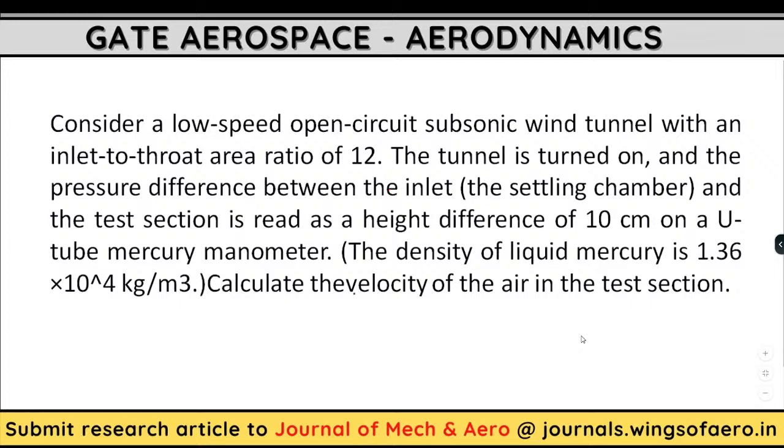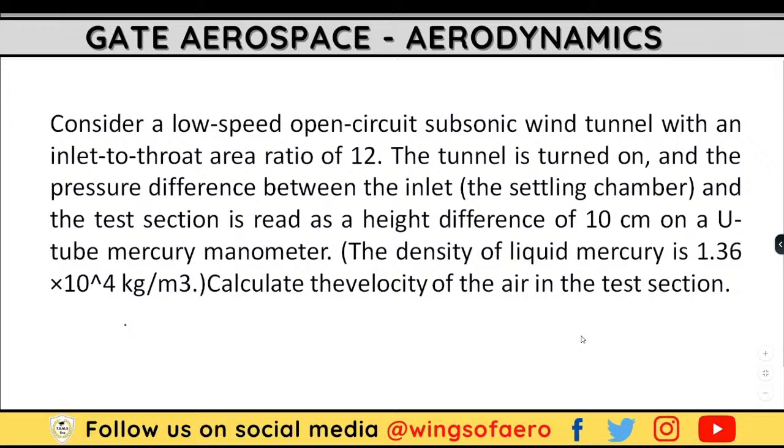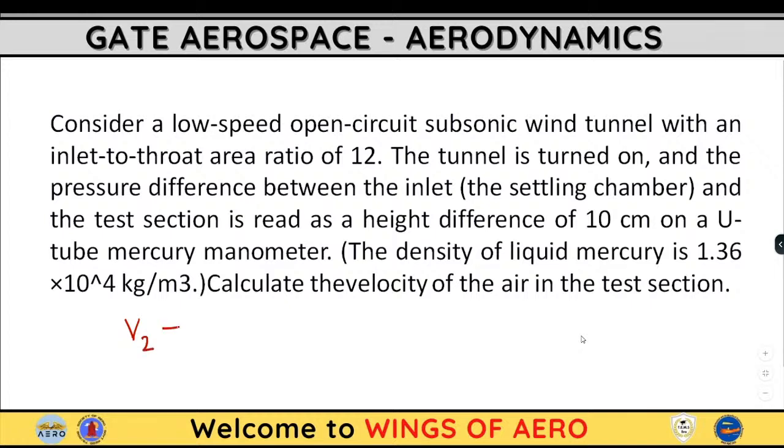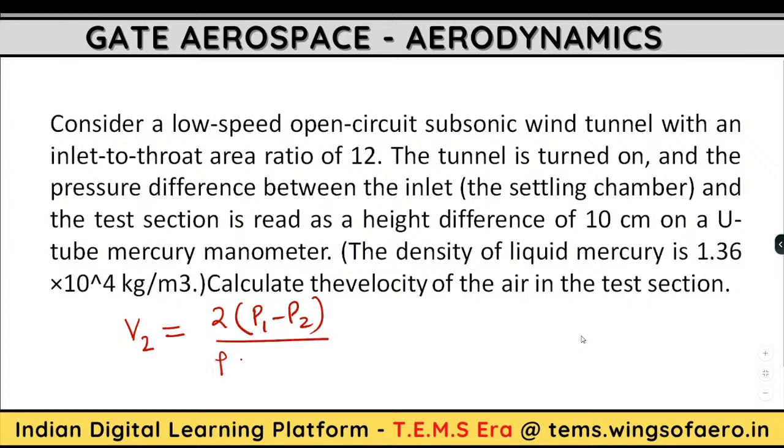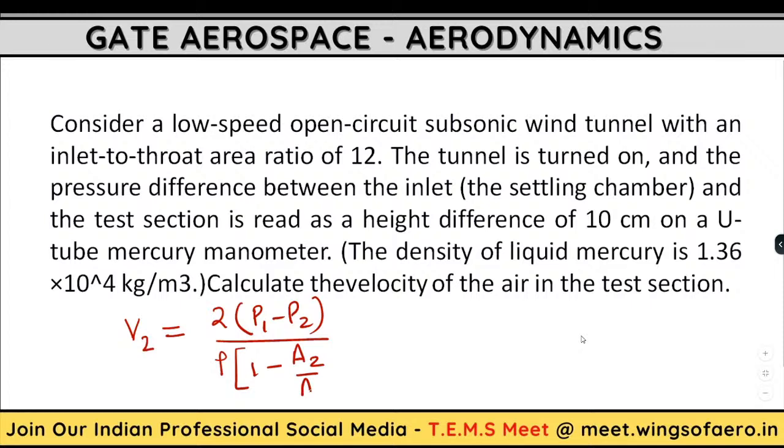So that means the velocity of the air in the test section, as per the diagram which is shown, we have to find V2. So what is V2? V2 equals square root of 2 times (P1 minus P2) by rho, times 1 minus (A2 by A1) whole power 2.